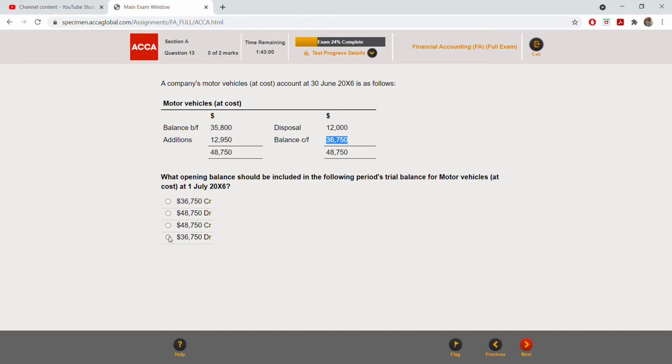It is debit. Come on. It is motor vehicle. Motor vehicle is an asset, right? Non-current asset. A non-current asset is a debit balance. Whenever it is an opening balance, it will be a debit balance only. It cannot be a credit balance.